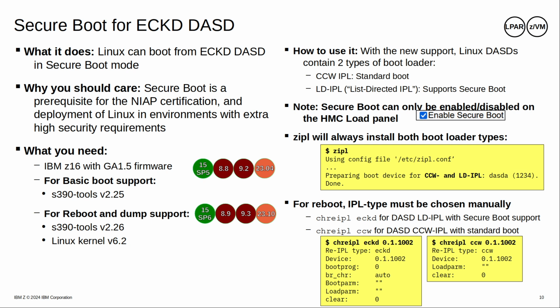Secure boot for ECKD DASD is like the secure boot we did with FCP, basically ensuring that everything from firmware up to the operating system, image, or kernel that you're booting is a legitimate one and has been cryptographically signed and is therefore legitimate. To utilize it, you need to enable it on a per-LPAR instance. So here's a respective control on the HMC load panel.